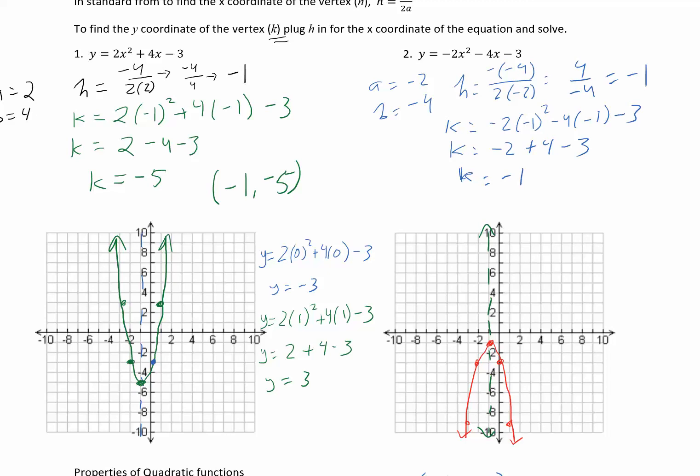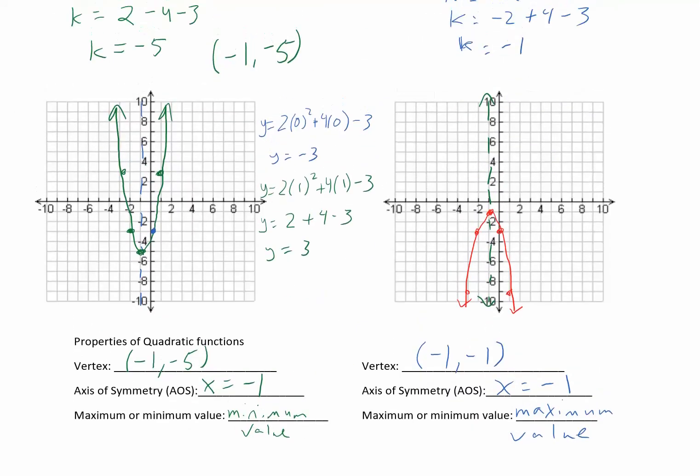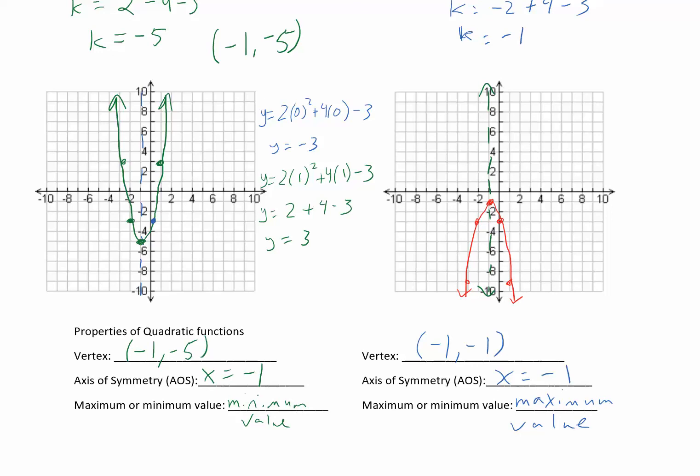So when I plugged in, a is -2, b is -4, and remember I plugged it in to find the h value of the vertex, so h equals -b over 2a. So when I plugged that in, I got -1. And then when I plugged in -1 for the x value to find k, remember that is the y value of the vertex, I also got -1. So when I went to plot it here, I got -1, -1 as my vertex.